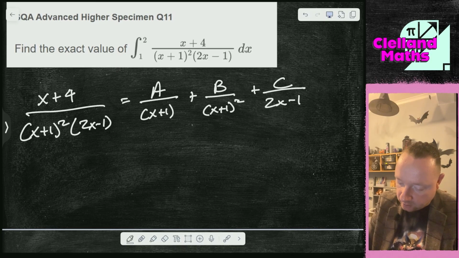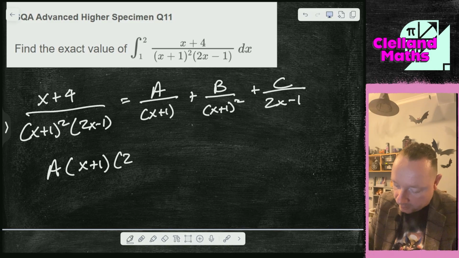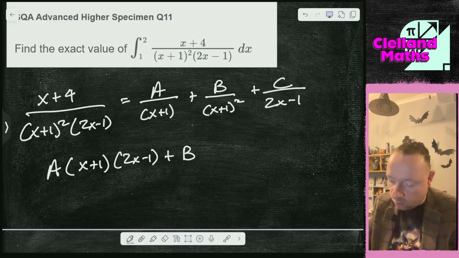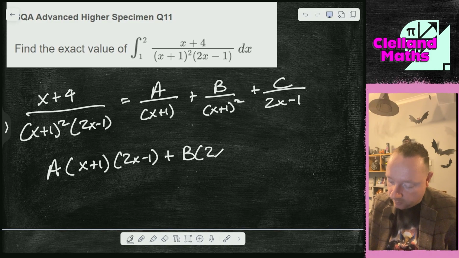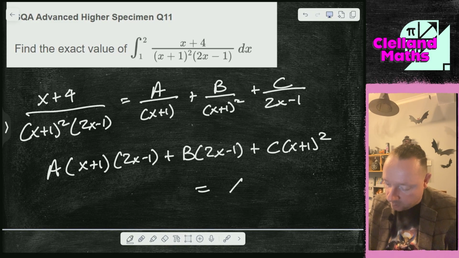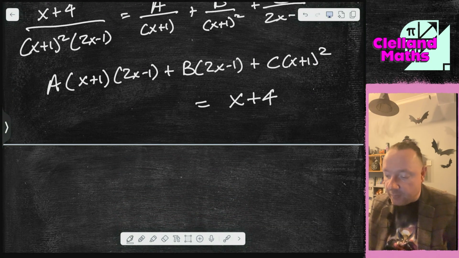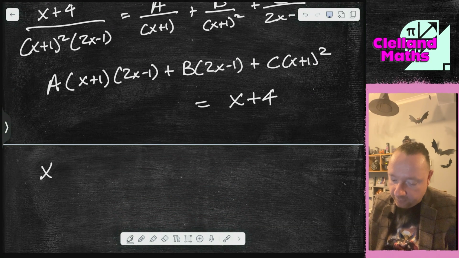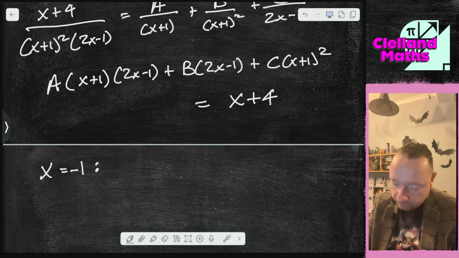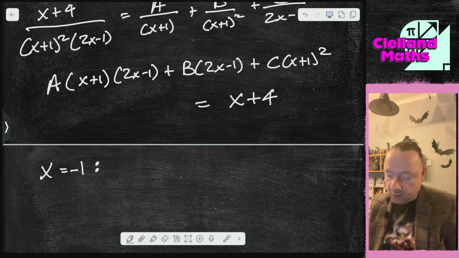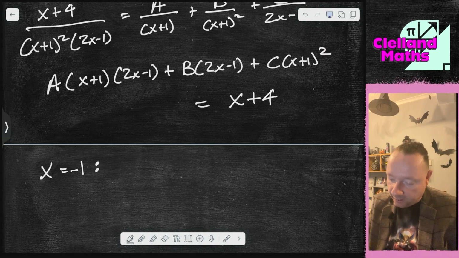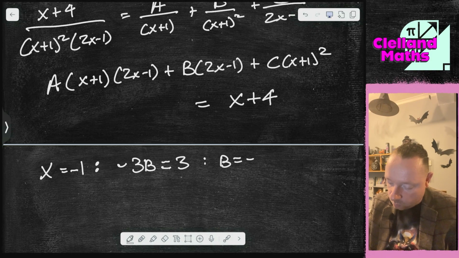So now we can say that A has an x plus 1 still to get, and a 2x minus 1, plus B, which has an x plus 1 squared already, so that just needs a 2x minus 1, plus C needs an x plus 1 squared, and that all equals x plus 4. So let's eliminate by picking our x's carefully. If we pick x equal to minus 1, that will eliminate A and C. So that gives me 2 times minus 1 is minus 2, minus 1 is minus 3B, equals minus 1 plus 4 is 3, which means that B is minus 1.